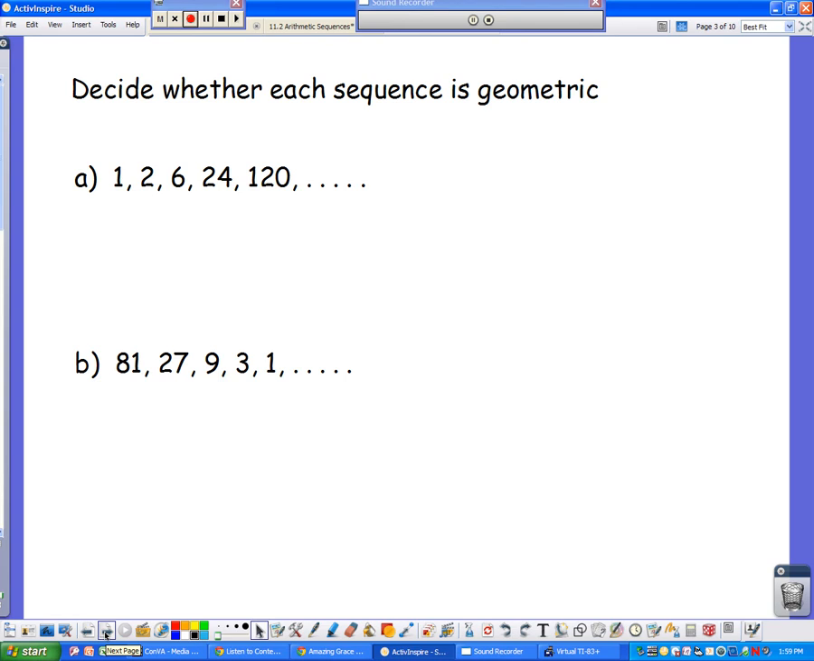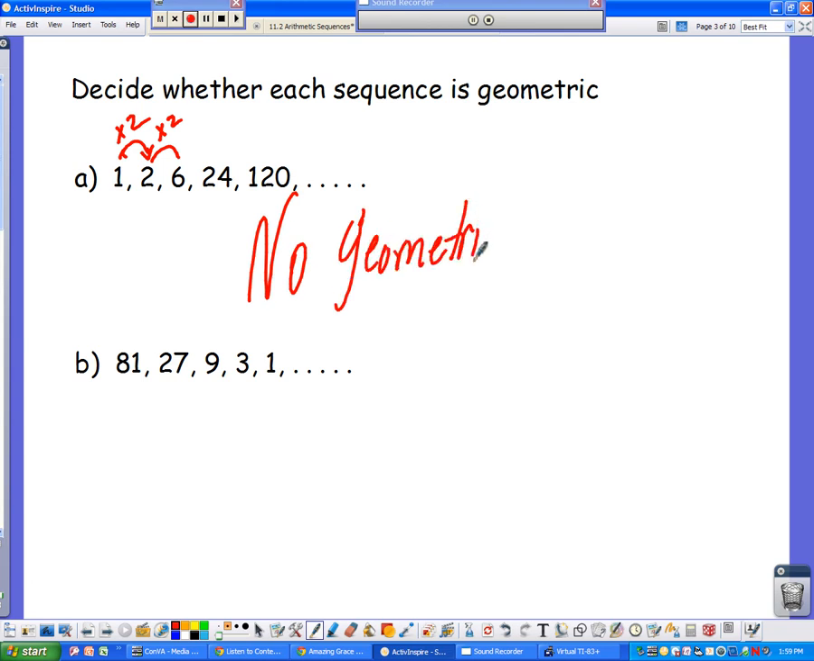Okay, so remember we have to do the same thing each time that we go. So I always decide, oh, wait a minute. If I go 1 times 2, yeah, I can do that, times 2. So I've got to do the exact same thing, times 2. Well, 2 times 2 doesn't give me 6. So this first one is not geometric. Okay. Now, on part B, ooh, wait, this is kind of challenging, because going from 81 to 27, I can't multiply anything.